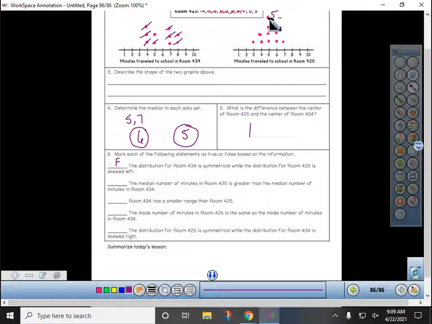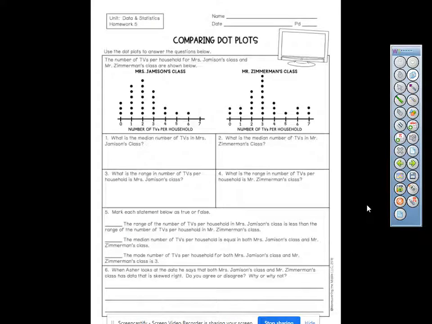And the median, what did we decide it was for 434? So is 425 greater? No. Room 434 has a smaller range than room 425. What is the range in 434? 8 minus 4, which is 4, and this is 7 minus 3, which is 4. So is 434 smaller? No. Everybody catching on and understanding what we're doing, reading this data? Yes. Okay, let's move on so we can get done.